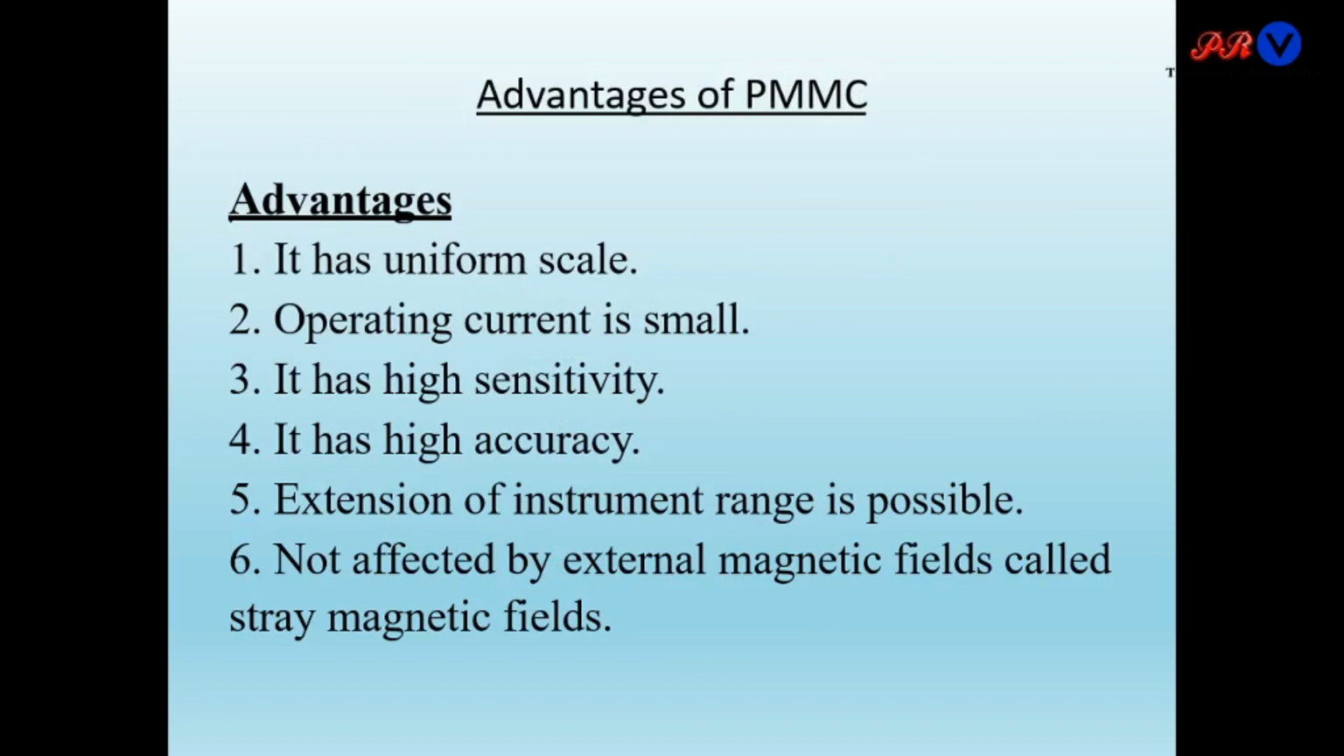Advantages of PMMC. First advantage is it has a uniform scale. Second, operating current is small. Third, it has high sensitivity. Fourth, it has high accuracy. Fifth, extension of instrument range is possible, means its range can be extended. And the last point, it is not affected by external magnetic fields, called stray magnetic fields. So these are the advantages of the PMMC.